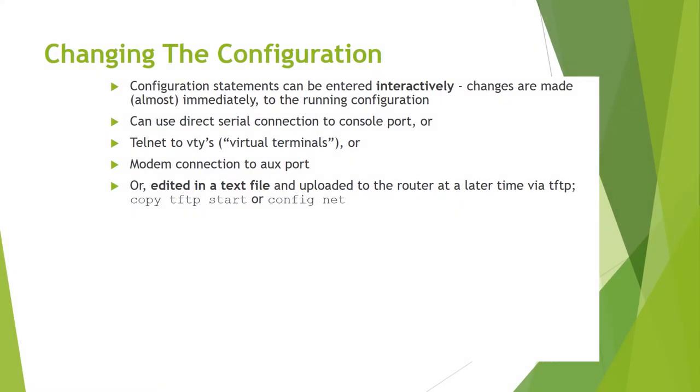Changing the configuration. So how can we change the configuration? Configuration can be altered interactively. Changes are made almost immediately to the running configuration. You can use a direct serial connection to the console port, or telnet to the VTY terminal, that is virtual terminal, or a modem connection to the auxiliary port, etc. Or you can edit it in a text file and upload it to the router at a later time through TFTP by using the command copy tftp startup-config or config net.